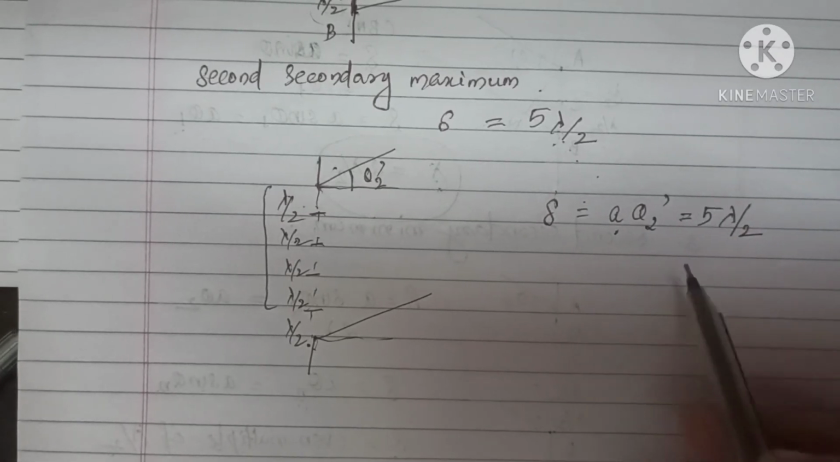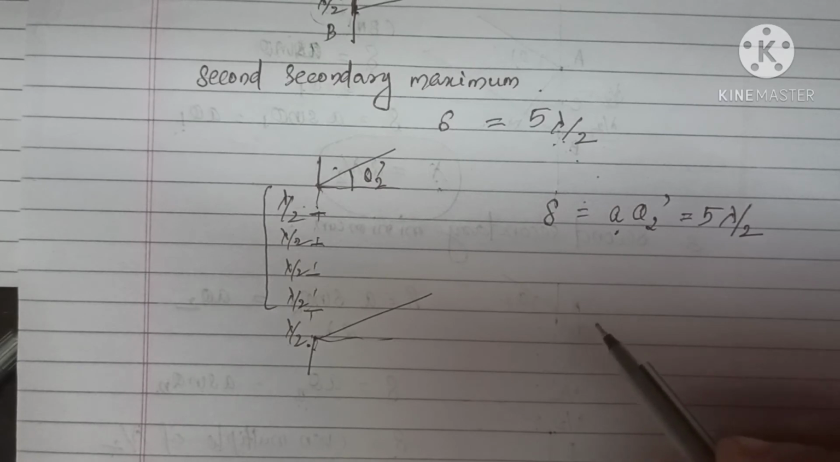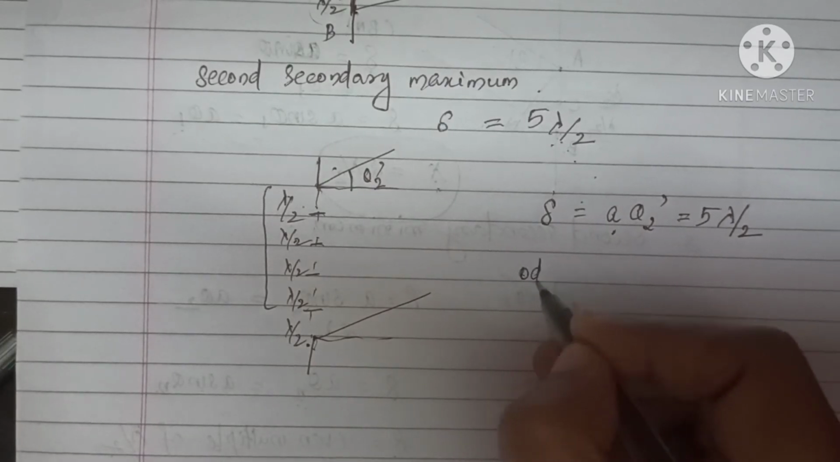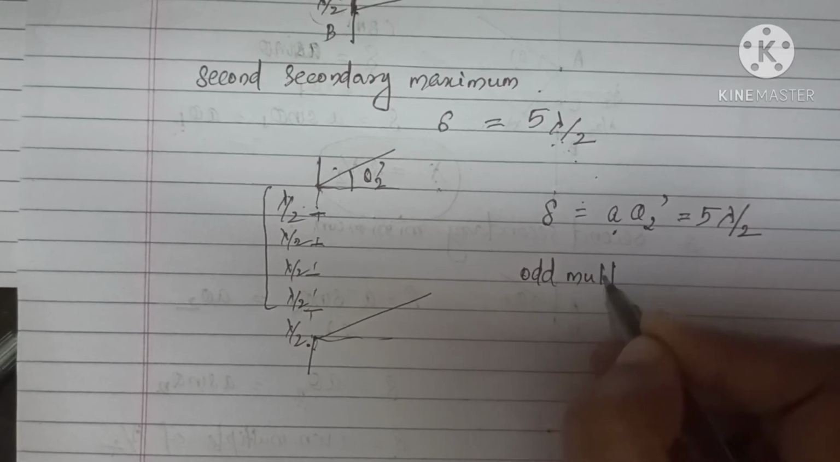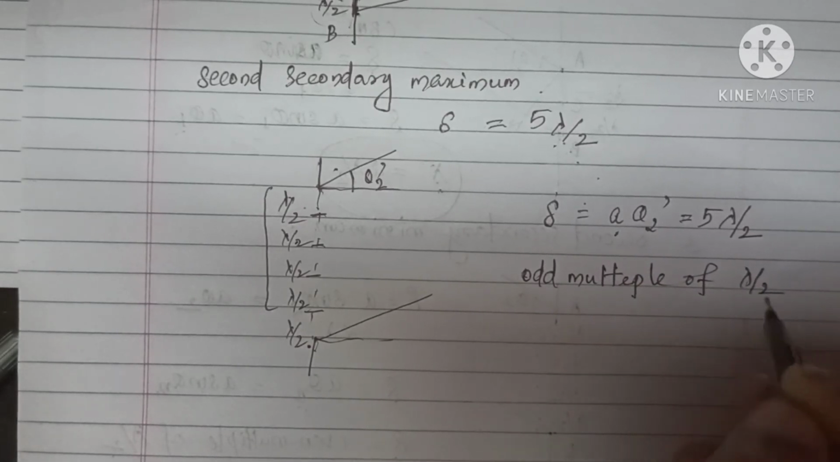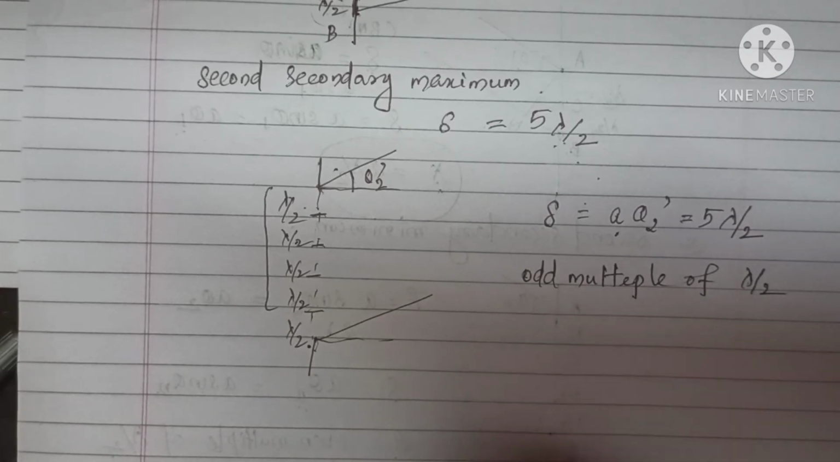In this way, next is 7 lambda by 2, next is 9 lambda by 2. So here the pairs will go off because of the destructive interference, and remaining one part will be there, which will produce the secondary maximum. So here also the general condition, you can say that this is an odd multiple. Path difference is an odd multiple of lambda by 2.